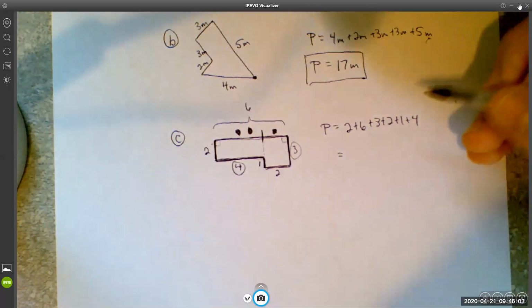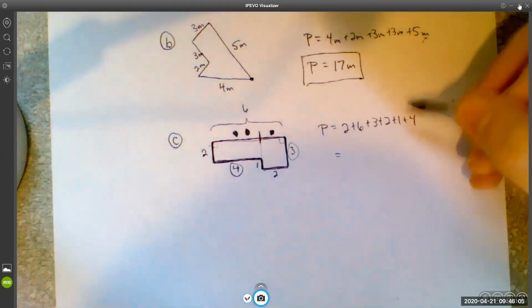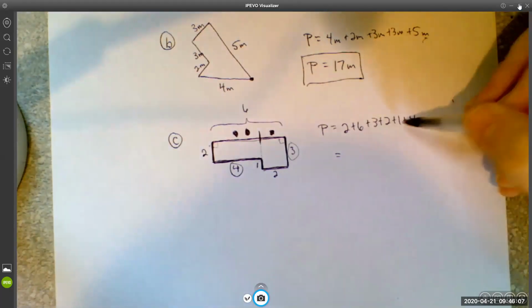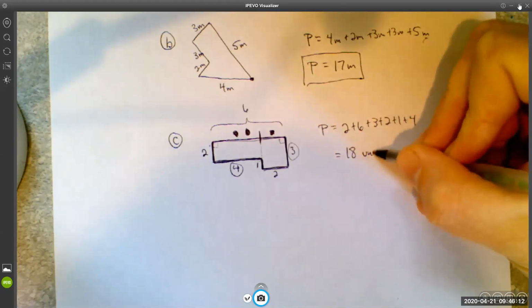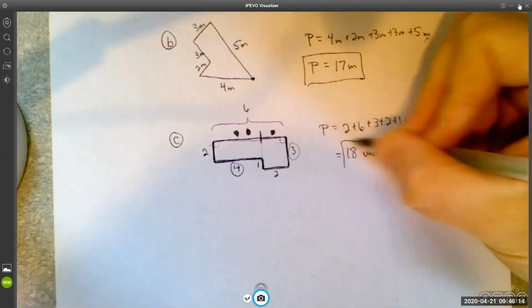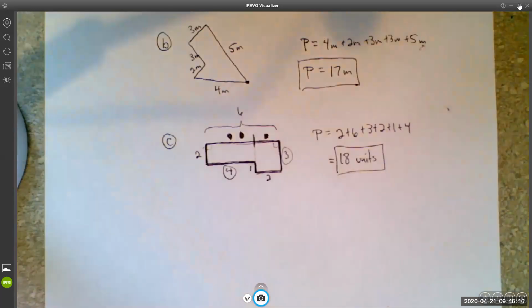Anyway, so this is 8, 10, 13, 14, 15, 16, 18. So we would say 18 units. Okay, and that's the perimeter of that one.